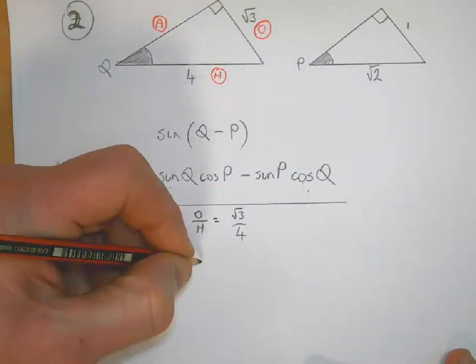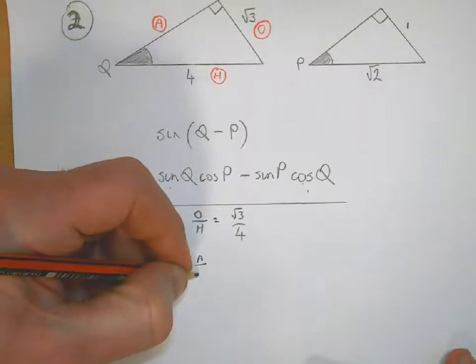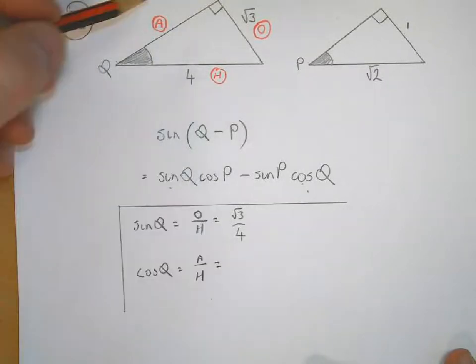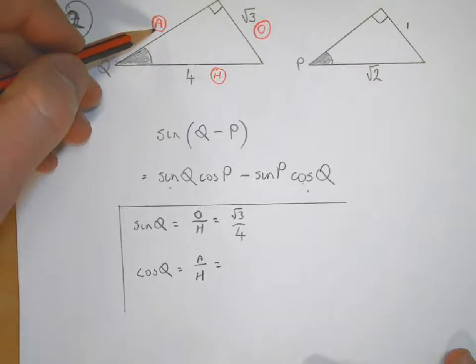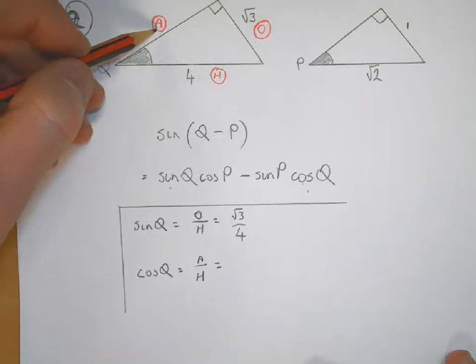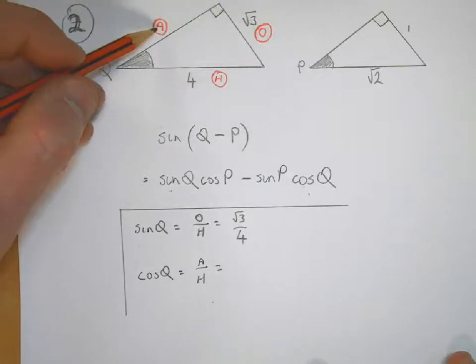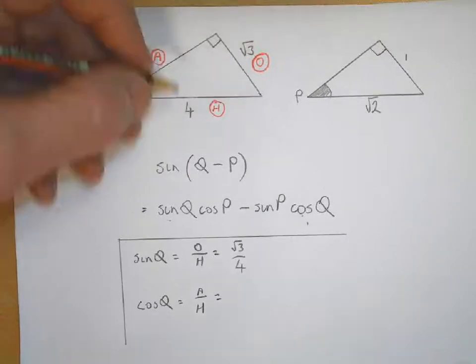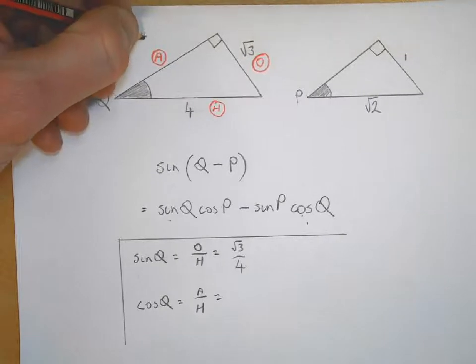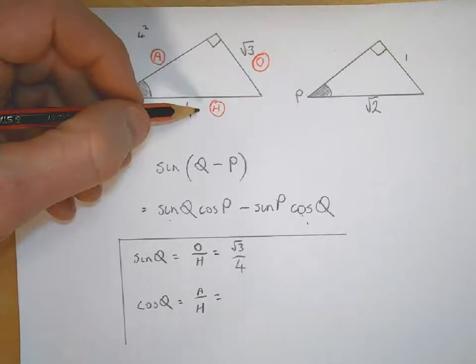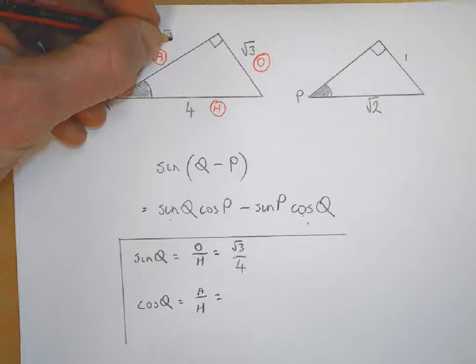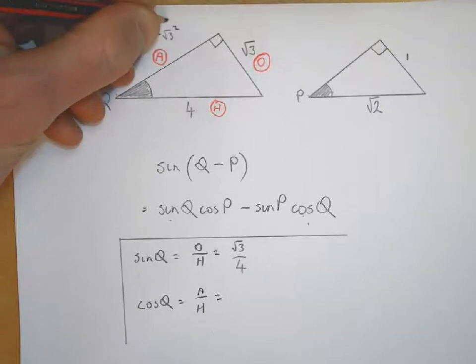And the cos is the adjacent over the hypotenuse. But the problem here is we don't have the adjacent. And the way to work out the adjacent is by using a little bit of Pythagoras. To work out this side here, you're going to have to square the hypotenuse, and you take away root 3 squared. And we've got to do the root of all of that.